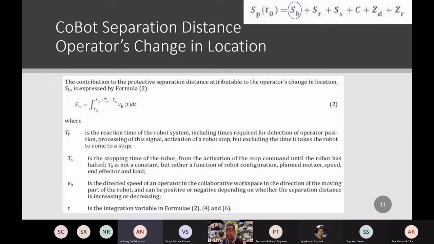So in a later example, you will see that in a particular case study, we are using Google MediaPipe to detect hand position in the robot's working space. So this is the time that the system takes to detect the hand position or a body part and activate the robot stop command. And TS is the time it takes for the robot to stop from the activation of the robot stop command to the actual stop. So in case of a very small robot, this is almost zero or instantaneous. But for a bigger robot, it will be a positive time, which we should take into consideration.